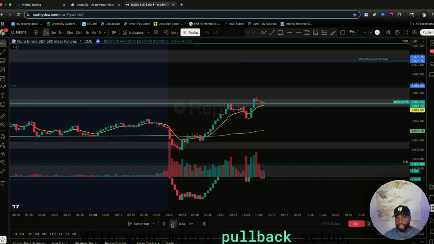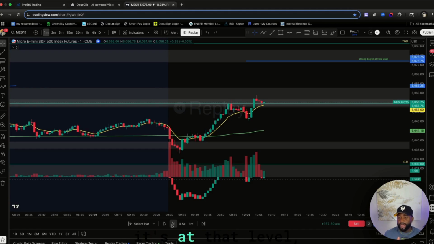With your micro pullback setup, once you have price going higher, then you have price pulling back and you see a doji form. It could be green, it could be red. It's a doji and it's sitting on top of your 9 EMA. That's a signal to me that says, okay, it's a trade that I might be interested in.